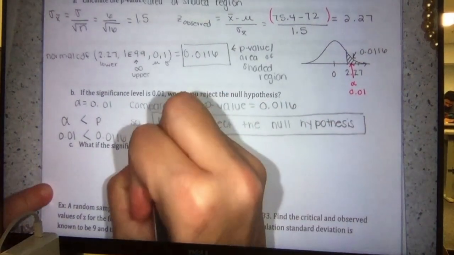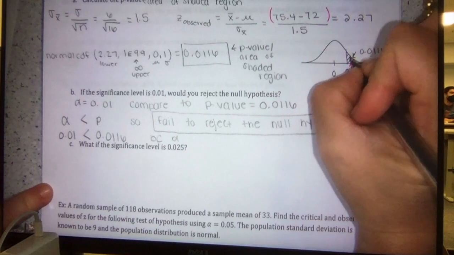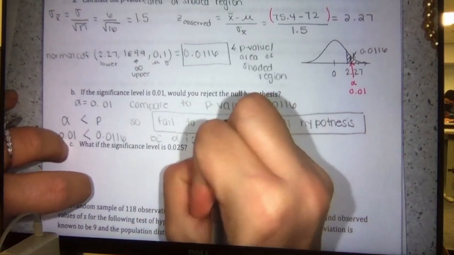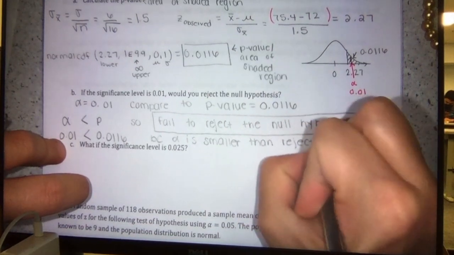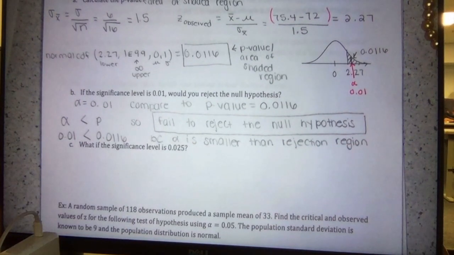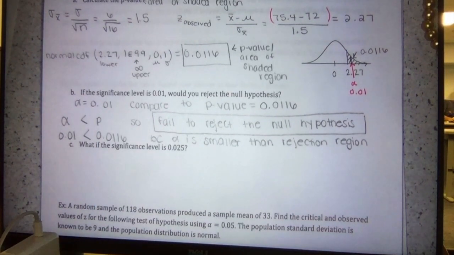We're going to fail to reject it because our alpha, if we were here, this would be like our new shaded region, is smaller than our rejection region. So we don't have enough evidence. Maybe I'm watching too much Dateline, but going back, we don't have enough evidence to prove that they're guilty, right? Even though we think they're guilty, we don't have enough evidence to show it. Does that make sense? Here we don't have enough evidence to say that our p-value is enough. We don't have enough to overwhelm the rejection region. So that's why we would fail to reject it.